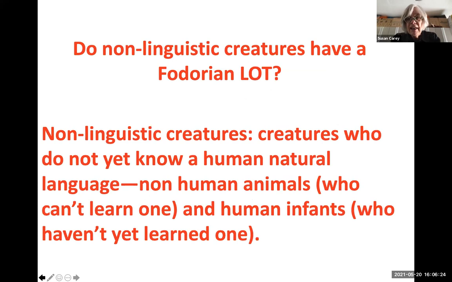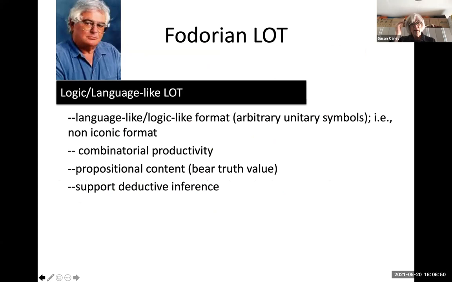So the big question that I want to explore here is whether non-linguistic creatures have a Fodorian language of thought. By non-linguistic creatures, I mean creatures who do not yet know a human natural language: non-human animals who can't learn one, and human infants who haven't learned one yet. So what's a Fodorian language of thought? It's a theoretical issue. It's a representational computational system involving symbols that are not iconic, that combine productively with each other to represent propositions which bear truth value and support deductive inference. So minimally, that's what I mean by a Fodorian language of thought.